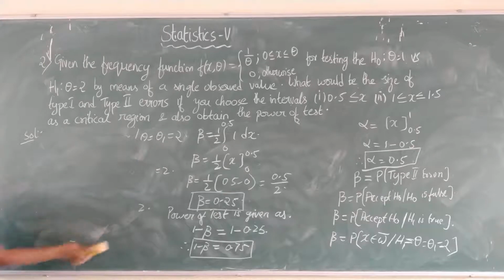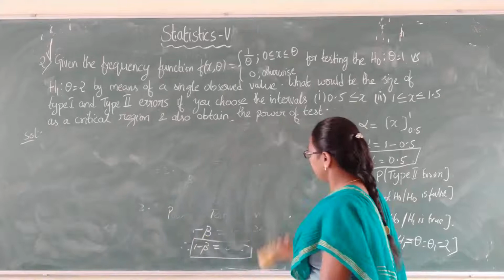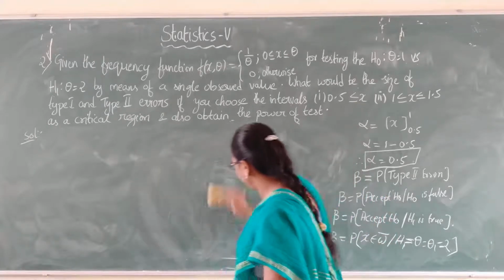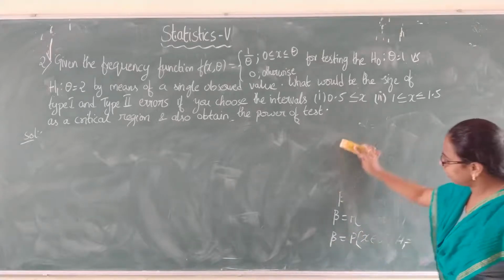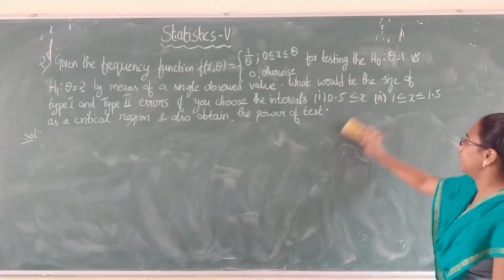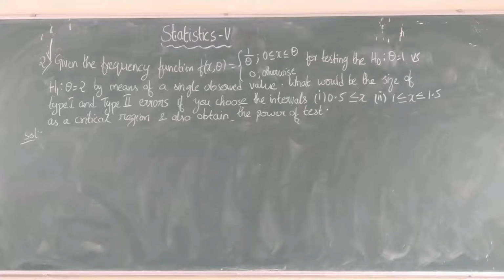For the same question and the same data, just the critical region is different. The procedure will be the same, just the critical region will change. Here the critical region is between two limits, whereas for the previous problems, we have written the critical region with only one limit. Now the second bit. For the second bit, we have to write the critical region first. So what is the critical region?